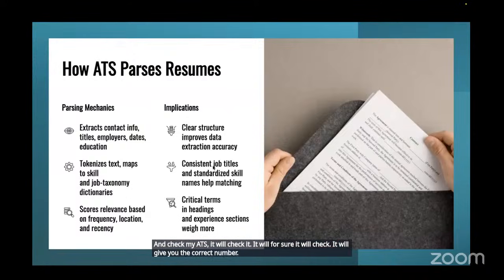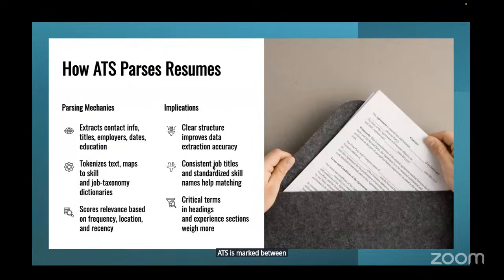ATS is marked between 0 to 100, with 100 being the best resume. So keep your ATS, I would recommend, between 80 to 90, but the best practice is to keep it above 90.